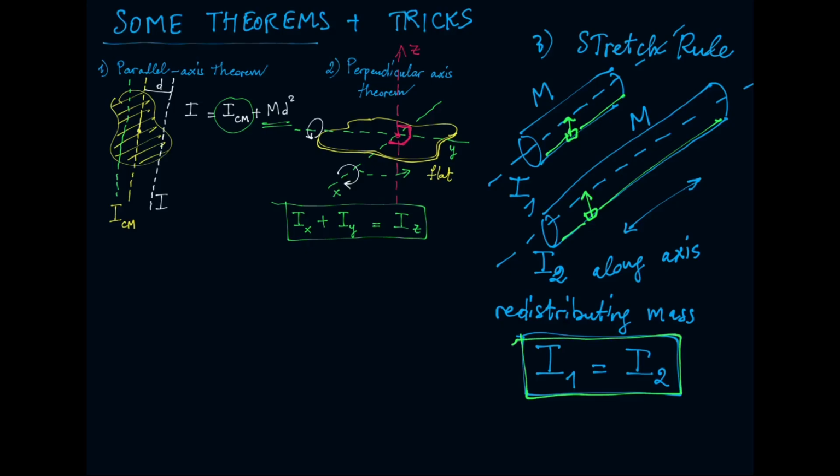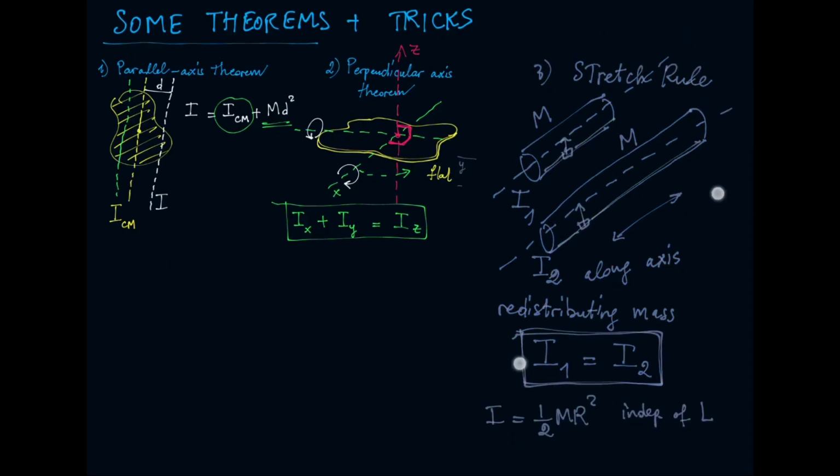This is why, for example, remember the moment of inertia of the rolling spaghetti. The moment of inertia of the rolling spaghetti was 1/2 mr², was it? See, it's independent of the length of the spaghetti. As long as the mass is the same and the radius is the same, there's no dependence on the length. This is precisely a manifestation of the stretch rule at work.